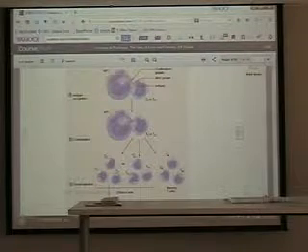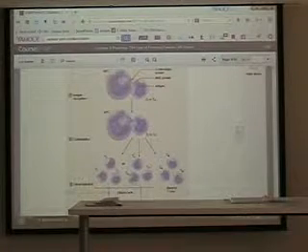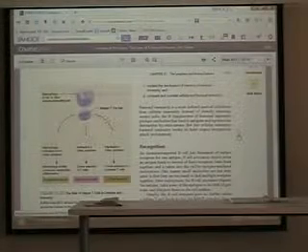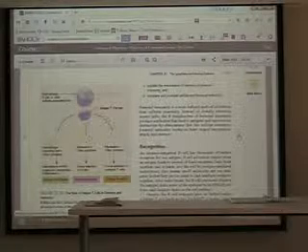Now let's go to humoral immunity. Now the word humoral doesn't mean funny in medicine. Humoral means liquid.